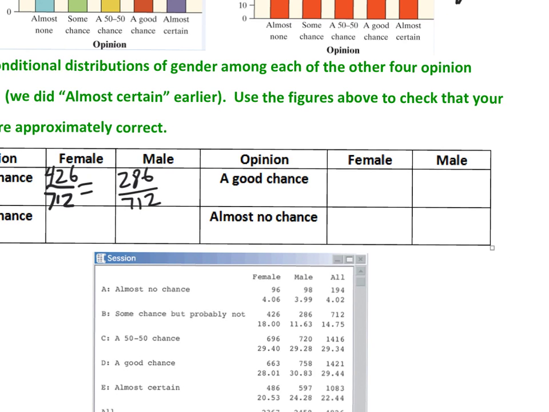Okay, now remember, the condition that I'm working on here is that they responded a good chance. So I need to go back to my table and figure out how many said that. Well, there were 1,421. And the breakdown was, and again, all these numbers are in the table that you were given at the beginning, 663 were female, 758 for male.